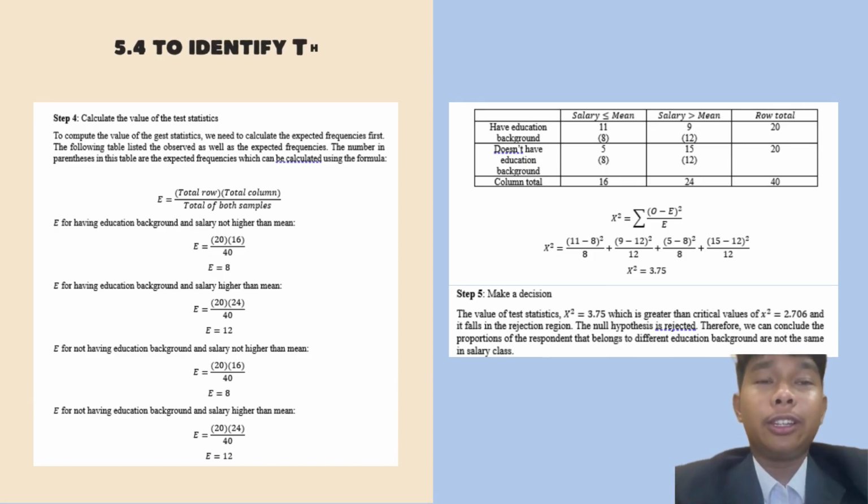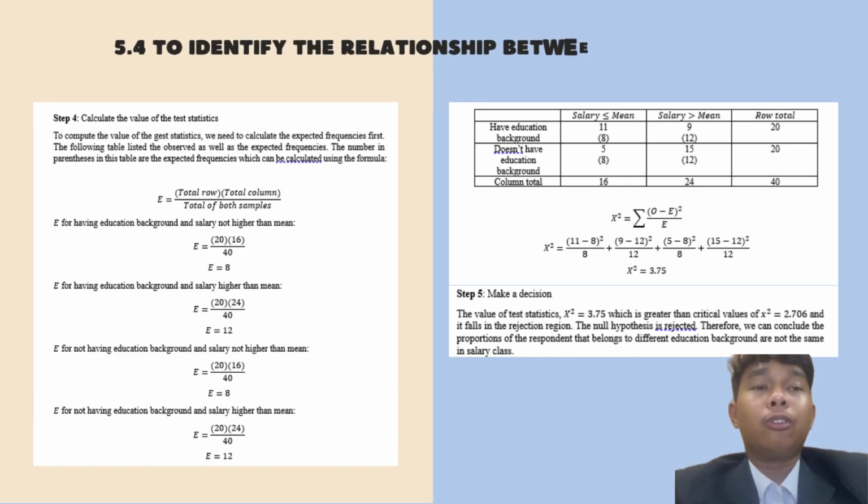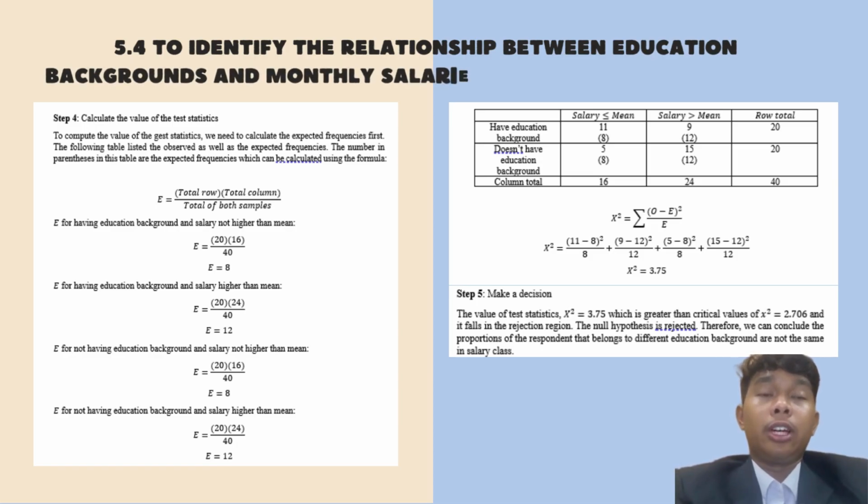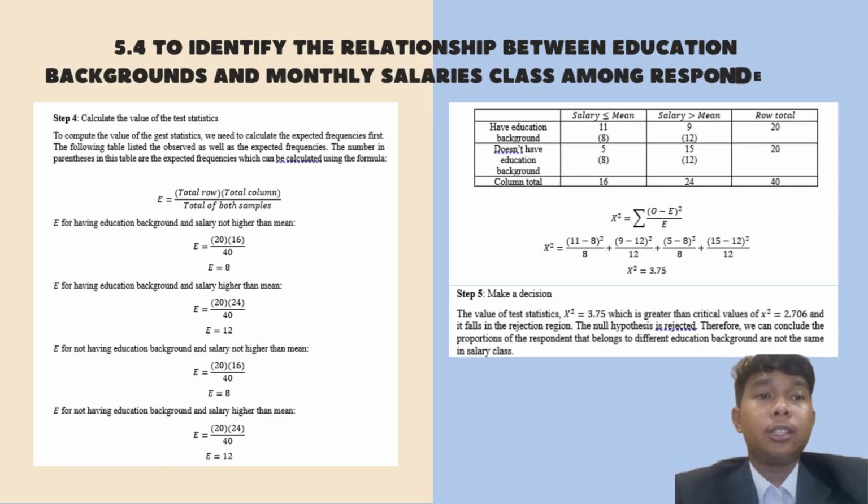So proceed to find the test statistic. The formula is the summation of observed value minus the expected value, squared, over expected values. So as the calculation above, the value for x squared is 3.75.